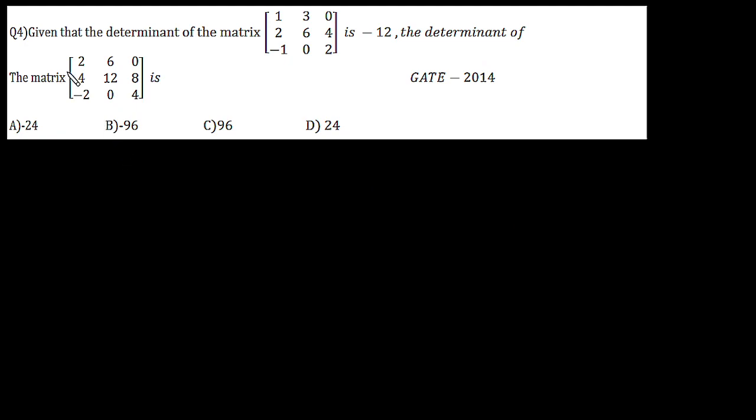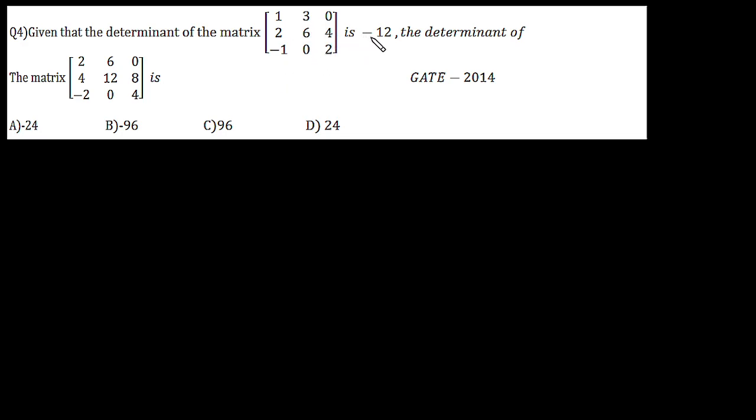Question 4 says: given that the determinant of a matrix is minus 12, what is the determinant of the other matrix? We are given the value of this determinant and they are asking about the determinant of this matrix. We can easily find it by expanding along any row or column for this 3 cross 3 matrix, because we only get 6 terms in the expansion, so it is easier.